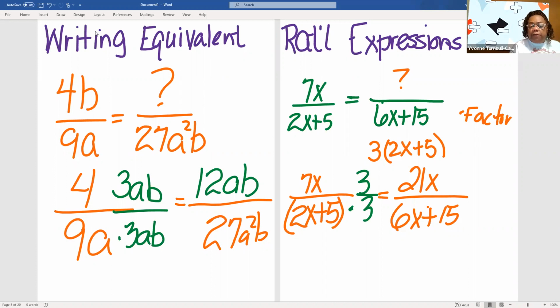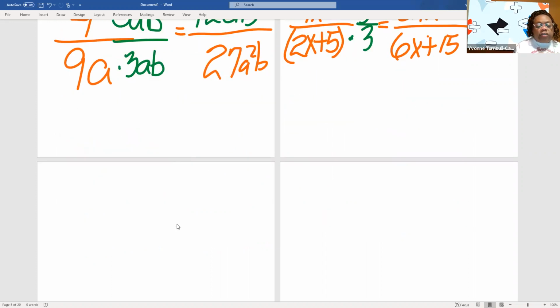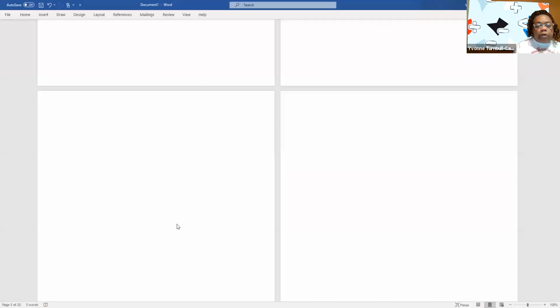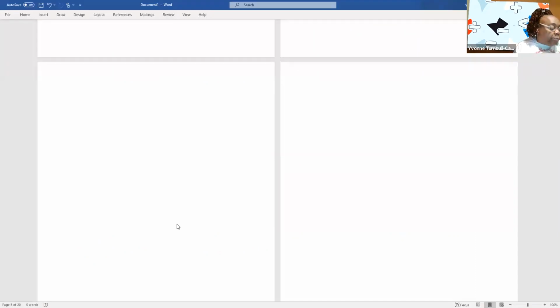Finding equivalent rational expressions. Okay. Is there a challenge yet? Ooh, okay, yes, there is. Okay, there's one more challenge. I'm trying to do one of each level. The first one had monomials, the second one had binomials. Now we're going to move on to a little bit more challenge.